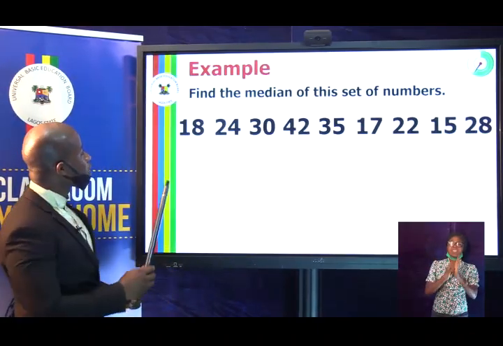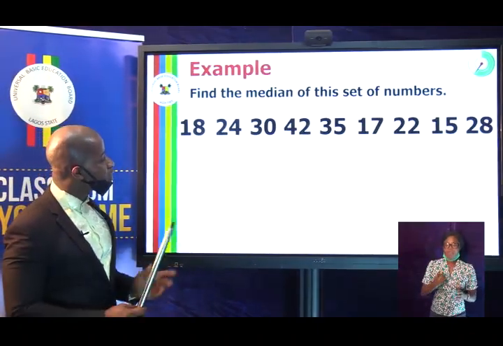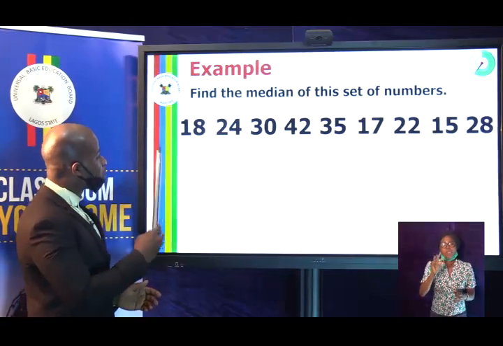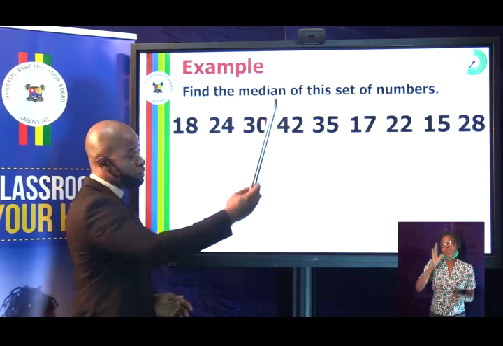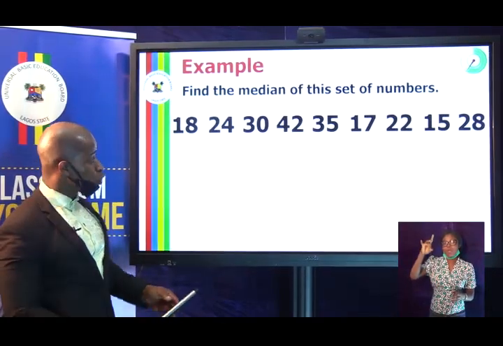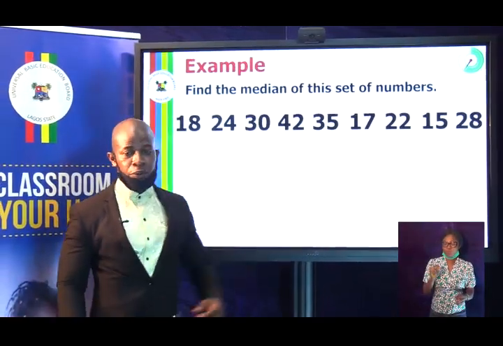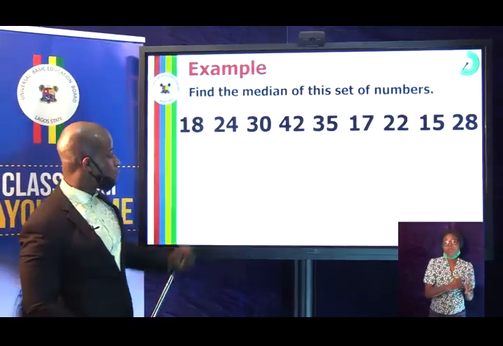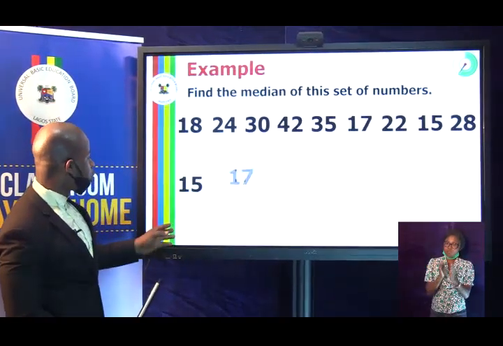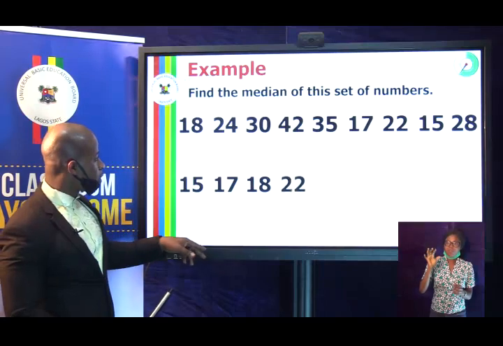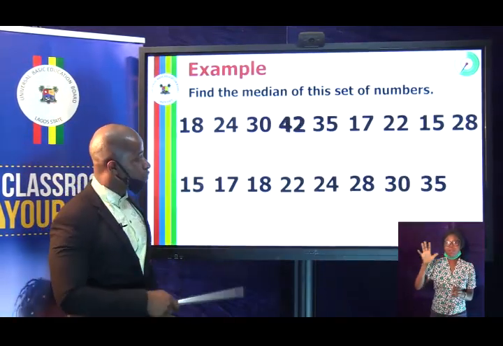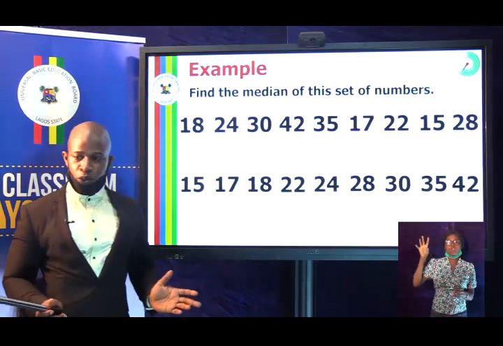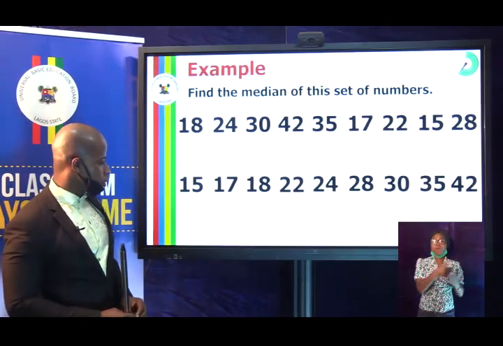Now, this example says that we should find the median of this set of numbers, and we have 18, 24, 30, 42, 35, 17, 22, 15, and 28. So am I just going to pick one number in the middle? No. I'm first going to arrange. So I'm going to do just that right now. 15 is the smallest, followed by 17, 18, 22, 24, 28, 30, 35, and finally 42. I have arranged all these.